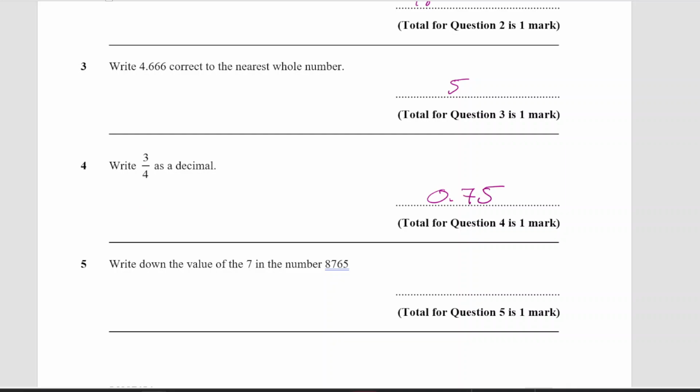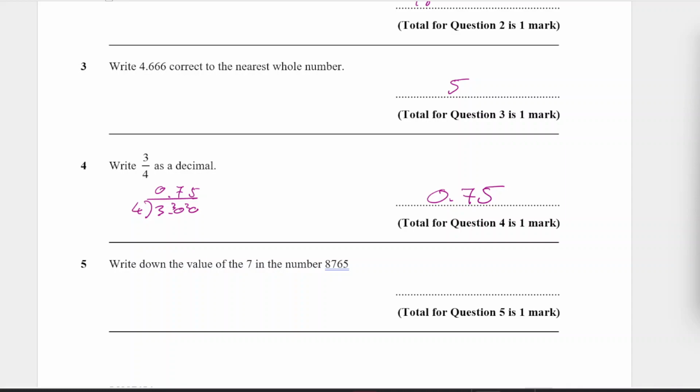You could do it as a division if you needed to. So 4s go into 3.00. 4s don't go into 3. 4s go into 30 fully 7 times, with 2 left over, 4s go into 20 5 times. So if you need to do it as a division, you can. But you should pretty much recognise 3 over 4.